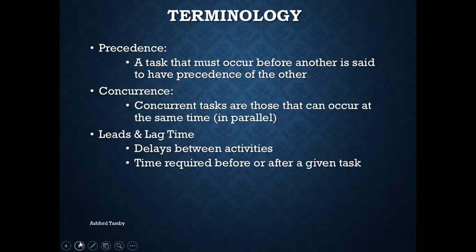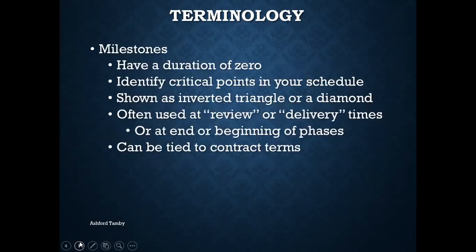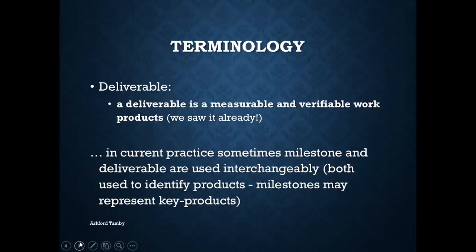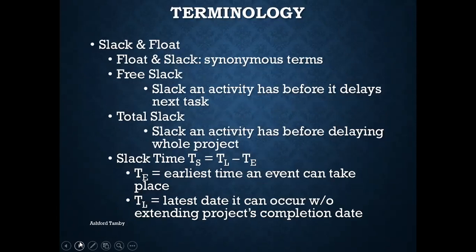Concurrent tasks means that task A and task B can start together, right? And we did speak about milestones having a duration of 0. It's a particular point within your project, right? When you would have achieved a specific goal or an activity or some sort of milestone within the project and deliverables.